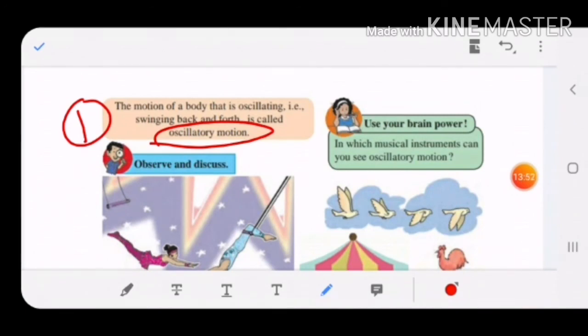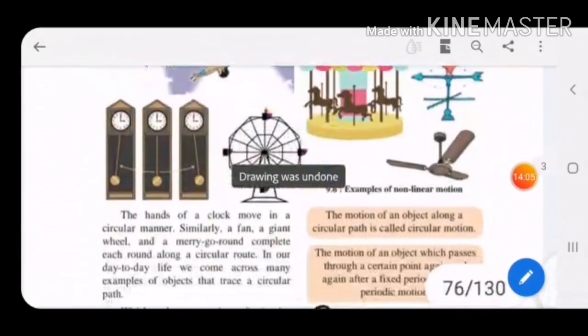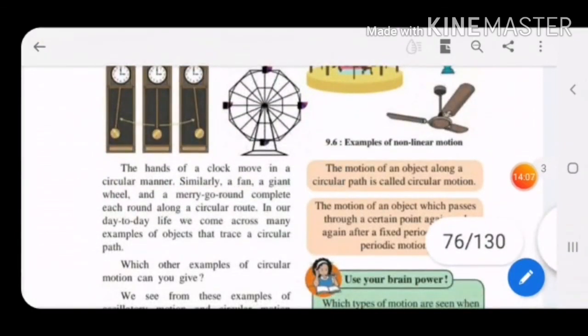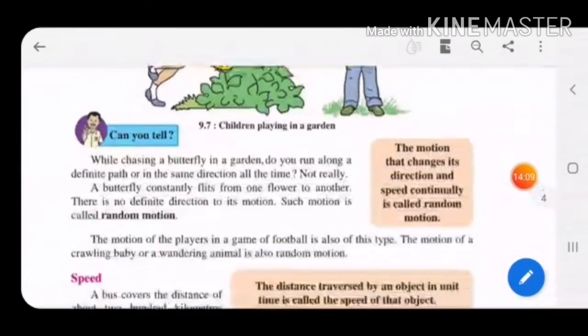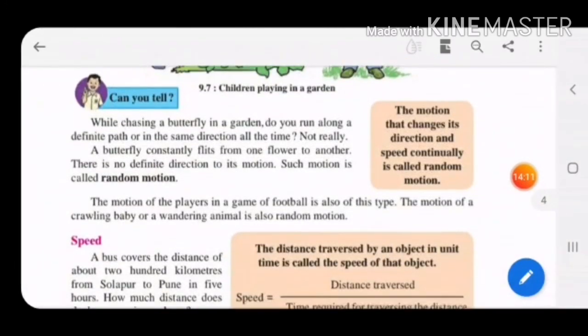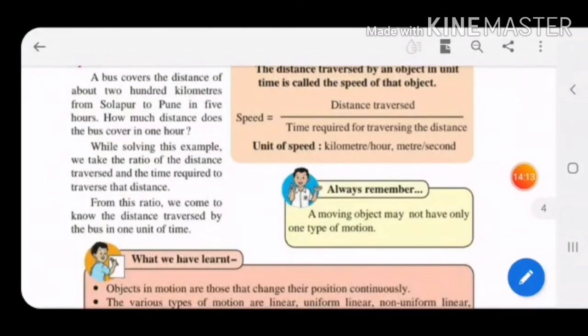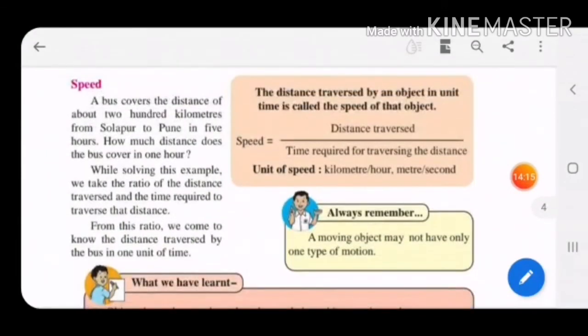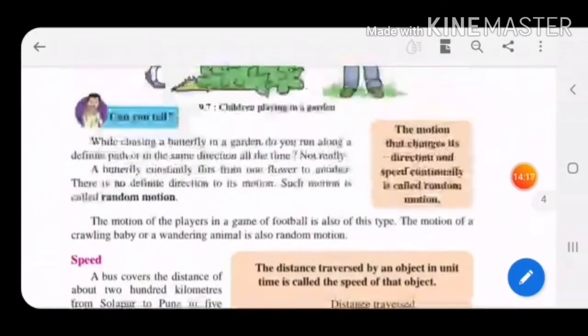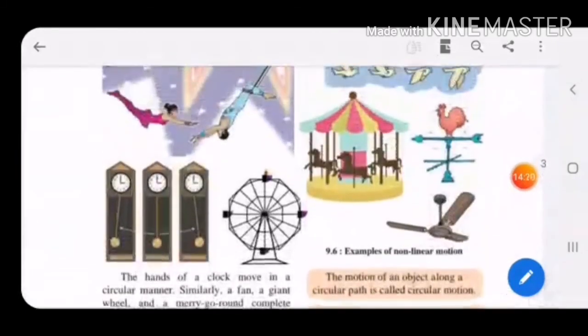Many examples you can give: a girl taking a swing in a garden, the pendulum of a clock, the diaphragm of a tabla or a drum, the wings of a bird. Like these examples you can give. Then the second motion is circular motion, the third one is periodic motion, and the last one is random motion, and speed and distance. This we are going to see in the next video.